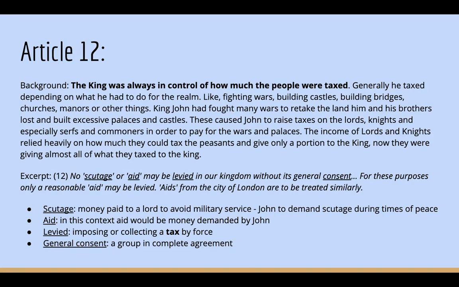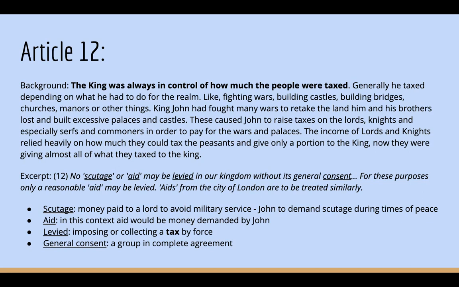So the excerpt from Article 12 of Magna Carta says, "No scutage or aid may be levied in our kingdom without its general consent. For these purposes, only a reasonable aid may be levied. Aids from the City of London are to be treated similarly." So you guys do not have any bracketed terms here. However, these underlined words, these key terms, are defined for you below.